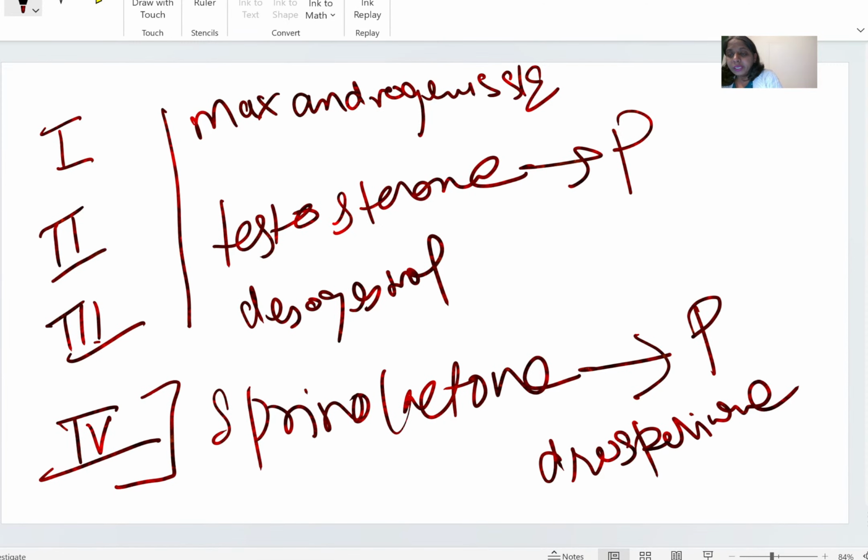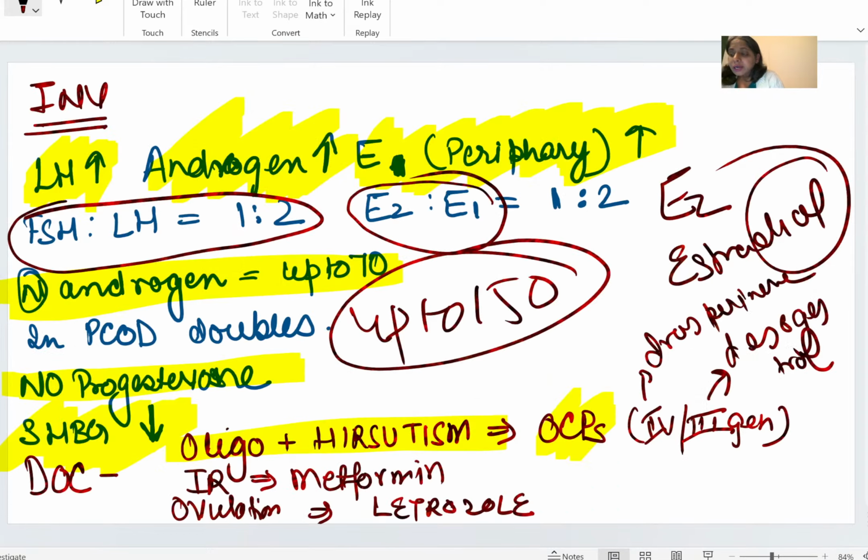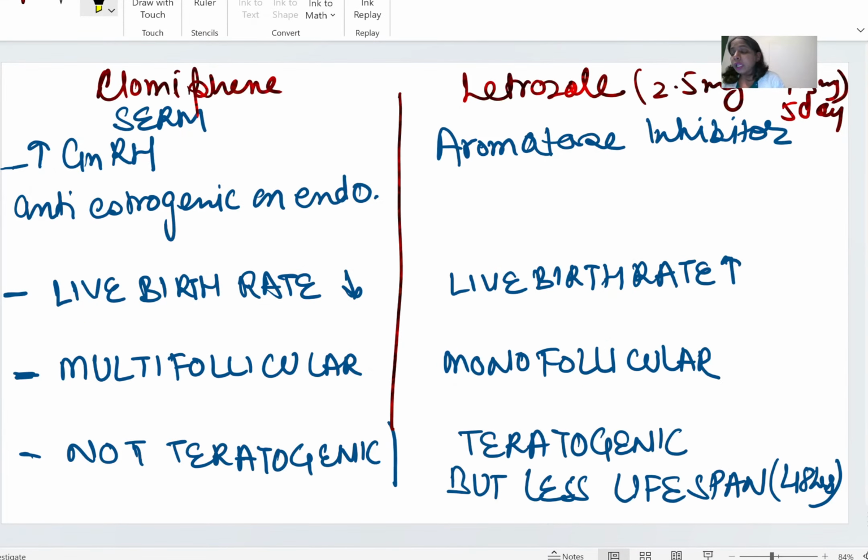Is it okay? Now we were discussing the treatment. Now the patient will also have anovulation. So for anovulation, the drug of choice in PCOS, this is going to come in your exam, mind it, is letrozole. Initially when we used to study, clomiphene was the drug of choice. Now letrozole has replaced clomiphene. Why is it so? Why has letrozole replaced clomiphene? Questions have come many times on this.